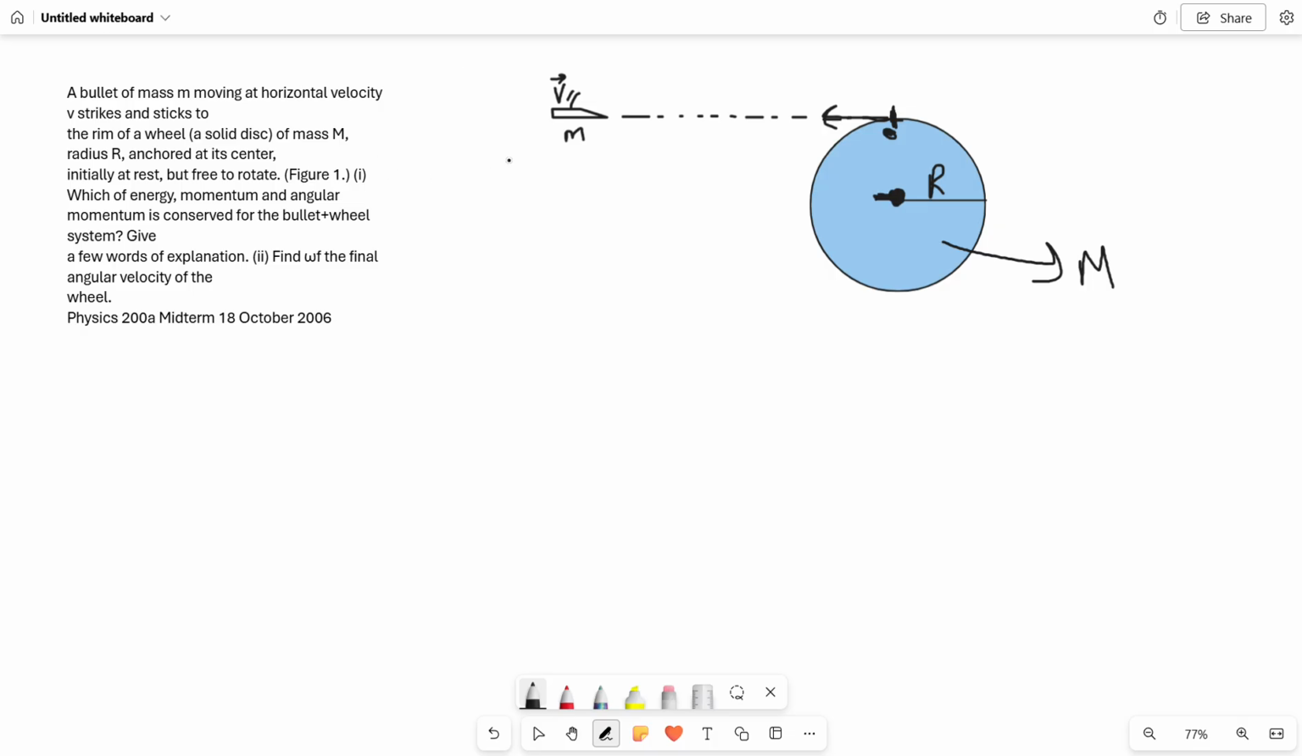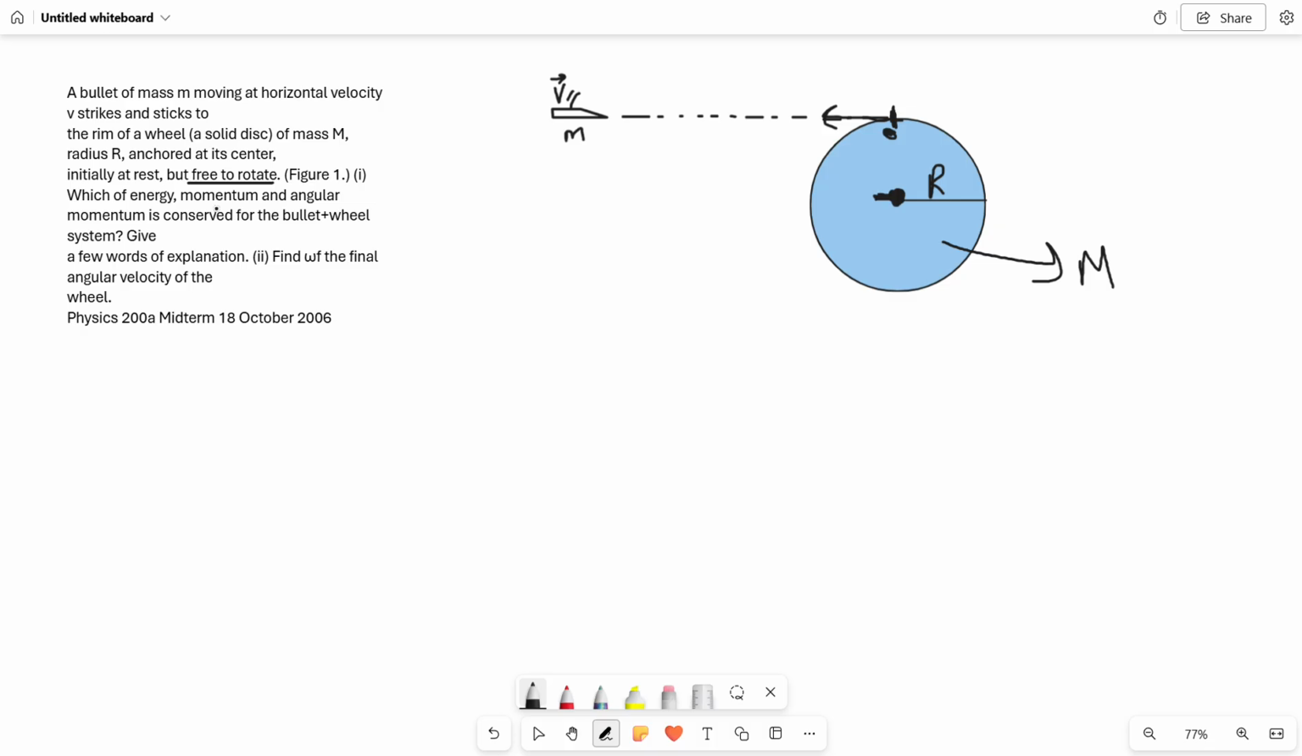First of all guys, I want you to read the question carefully and understand what the question wants us to do. Let's read the question carefully. A bullet of mass m, moving at horizontal velocity v, strikes and sticks to the rim of a wheel, a solid disk of mass m, radius r, pivoted at its center, initially at rest, but free to rotate. This is important.